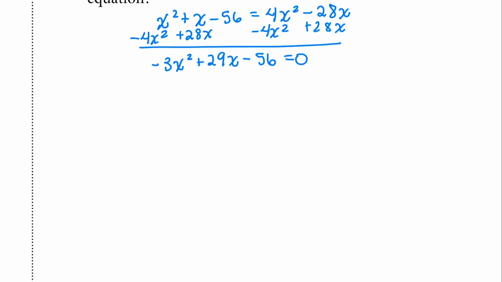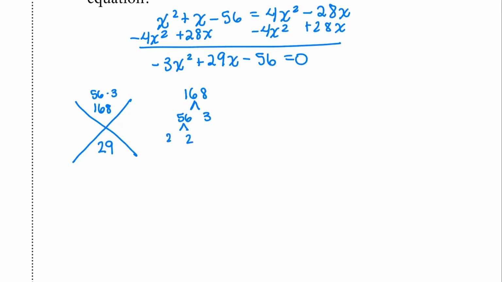Now we're going to do what I like to call the x game to figure out what the solutions are. We're going to start off by multiplying 56 and 3 and write that product at the top of the x. That's going to be 168. Now we're going to find factors of 168 that add to 29. The easiest way to find factors of 168 is to do a factor tree, and we can use the factors that we already used to get 168. So we can break down 56 into 2 and 28, 2 and 14, 2 and 7. So our prime factors are going to be 2 times 2 times 2 times 3 times 7.